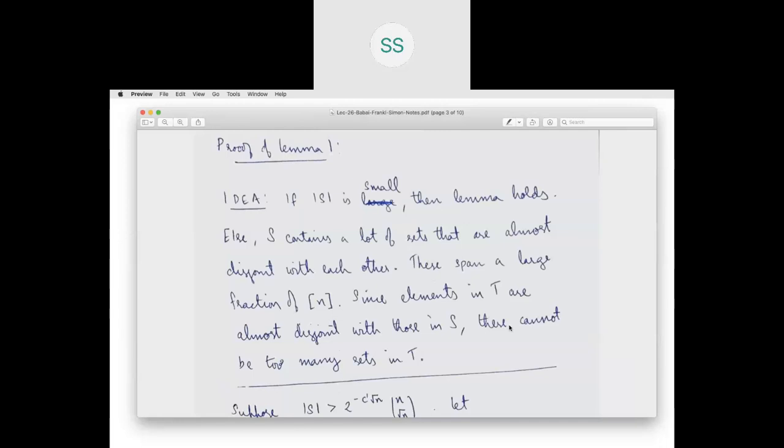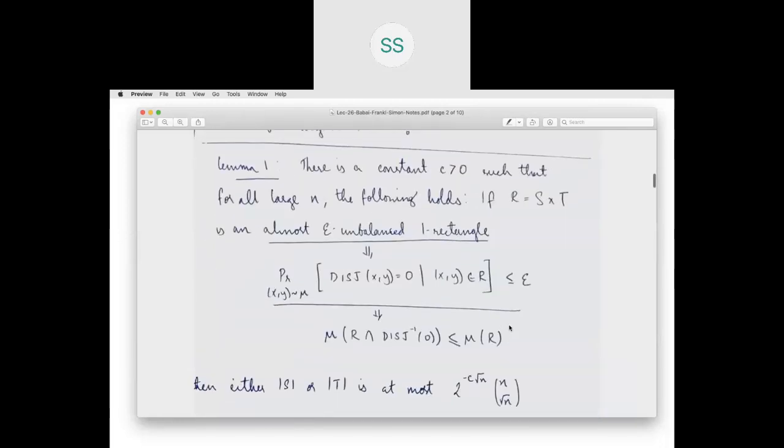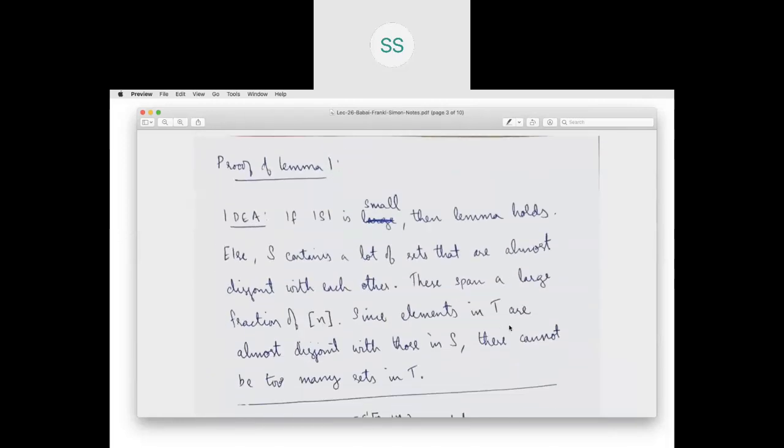Or so we know that the elements in T are all almost epsilon monochromatic, or almost epsilon unbalanced one rectangle. So the elements in T are almost disjoint, and that restricts where T can choose its elements from. So a constant fraction of the elements are in S. So T has only the rest of the elements available to it. So the number of elements in T, or number of sets Y in T, is going to be small.